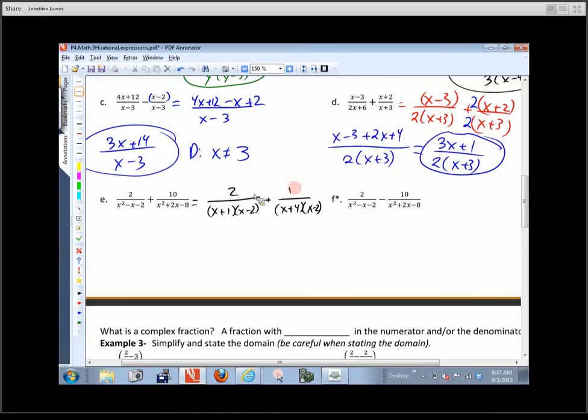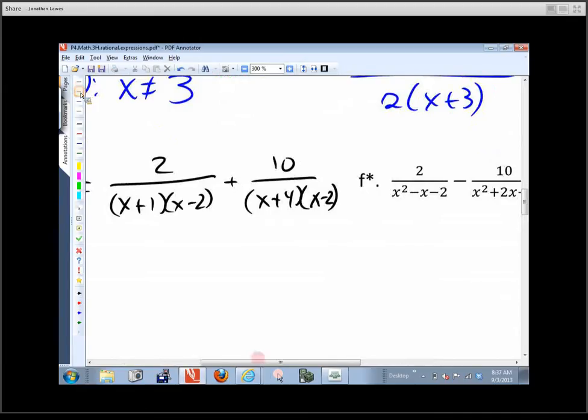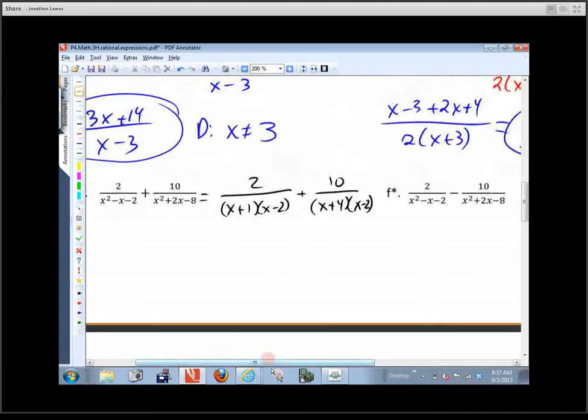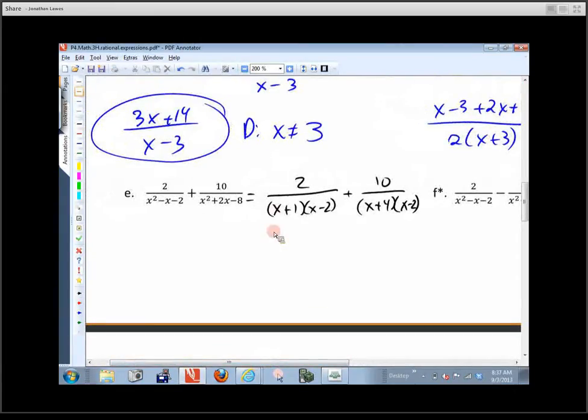And I've got a 2 here and a 10 here. I make the denominators the same by making them have the same factors. So Nathan, what do I need on this first one right here? You need an x plus 4. So I'm going to multiply that by x plus 4 and that by x plus 4. Again, make sure it's in parentheses. Brandon, what does the second one need? What are we missing? What factor? X plus 1. Need an x plus 1 here, so we're going to multiply by x plus 1 here.